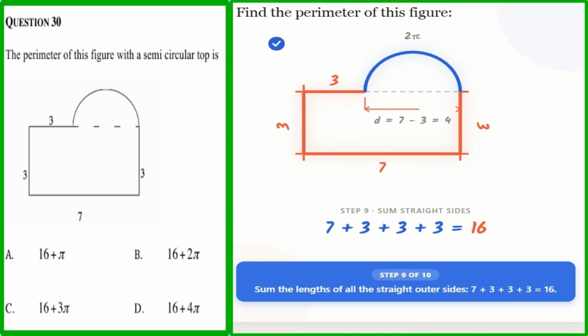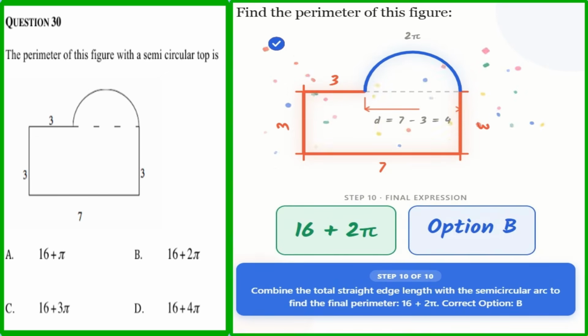Step 10. Finally, we combine the total straight edge length with the semicircular arc to get the complete perimeter, 16 plus 2 pi. And that matches option B. The correct answer is B, 16 plus 2 pi.